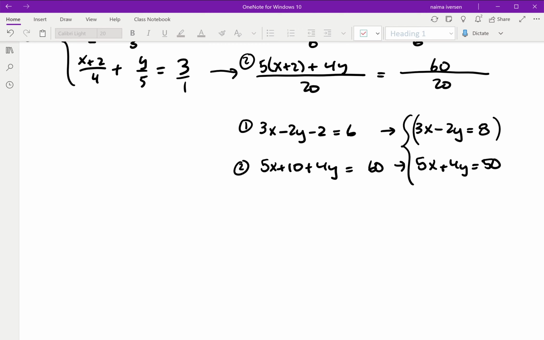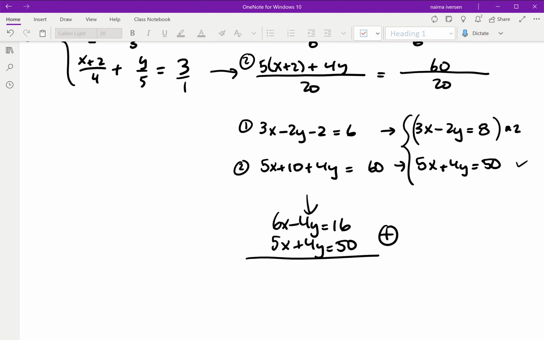So I'm actually going to take this first equation and I'm going to multiply by 2. So I get 6x minus 4y is equal to 16. I'm not going to do anything to this one. I've got 5x plus 4y is equal to 50. And in order to eliminate the y's, which is the one that are matching up, I have to add these two equations together. 6x plus 5x is 11x. Negative 4y plus 4y disappeared. 16 plus 50 is 66. Divide by 11, and you're going to get x is equal to 6.